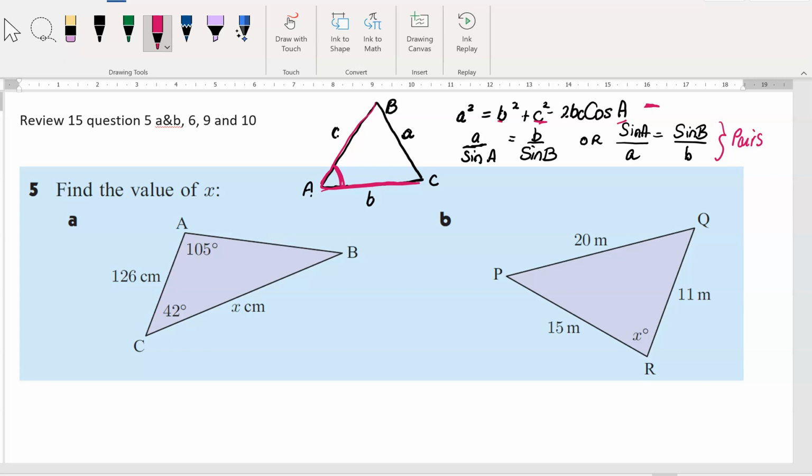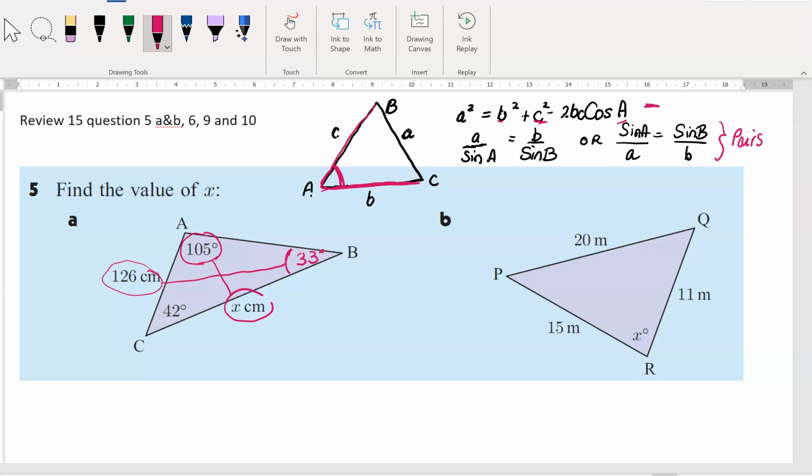Whereas if we have a look, we've got two angles. Now I've got this angle and I want to find its opposite length. Unfortunately, we've got this length. What we do need is that angle there. Now, you might think we don't have it, but we can work it out because there's 180 degrees in a triangle. And so 180, take 105, take 42. That means we can say that this angle is 33 degrees.